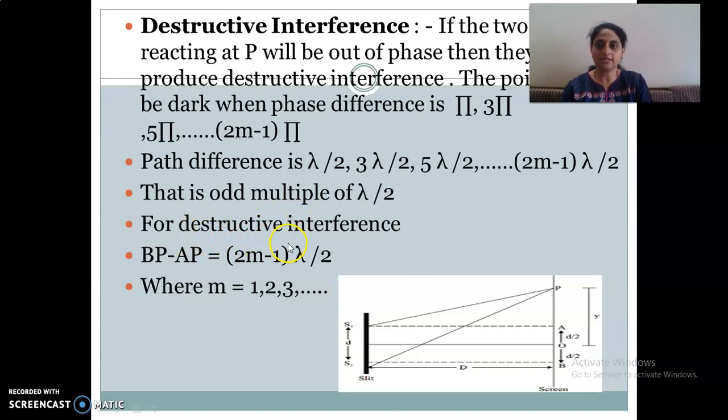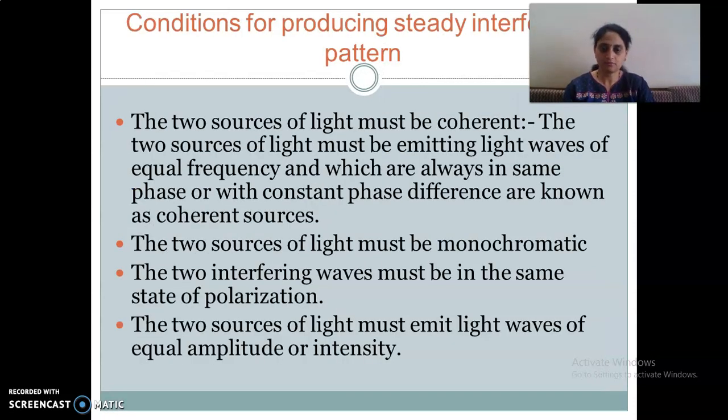For destructive interference, BP minus AP is equal to 2m minus 1 lambda upon 2, where m is equal to 1, 2, 3. Means in destructive interference, the waves reach out of phase and the path difference is odd multiple of half wavelength. That time this point P will be dark. In constructive interference, point P is bright, and in destructive, it is dark.